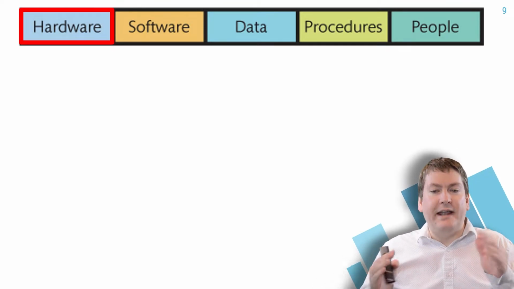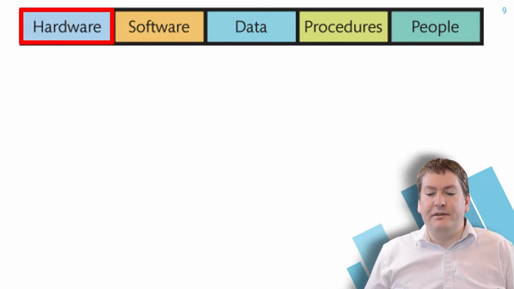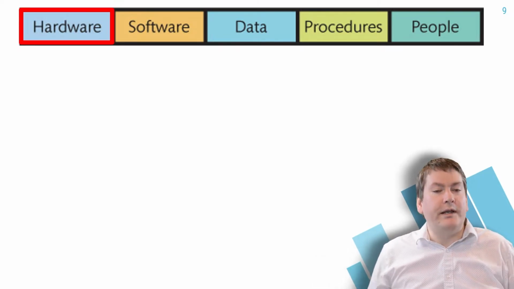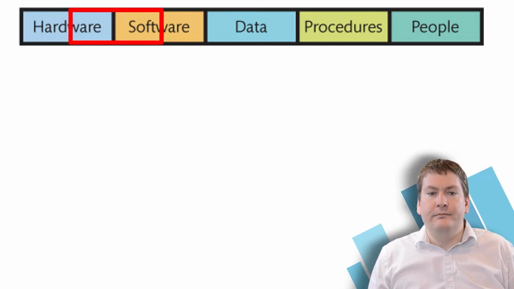So hardware is basically any physical thing that's part of your computing information system. That could be things that are right in front of you, like your laptop or desktop, but it could also be hardware that's in the data center, or even the physical cables running between your computer and the data center.